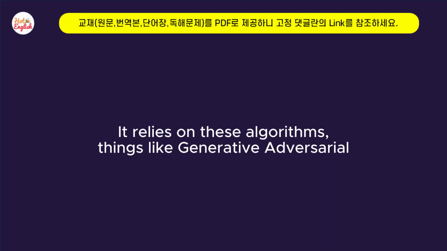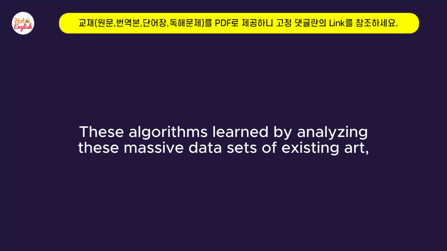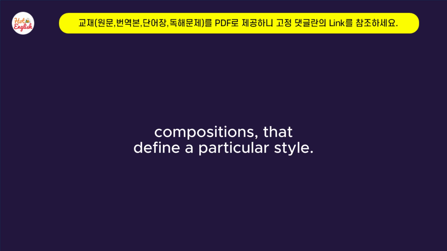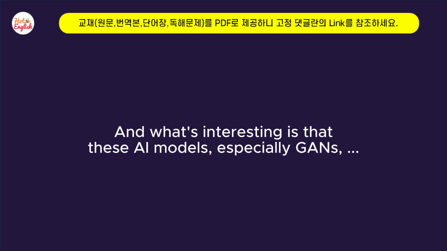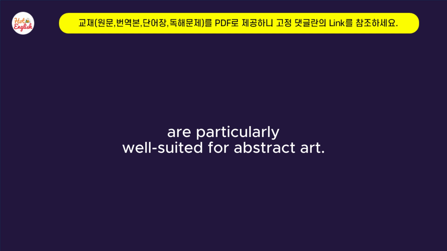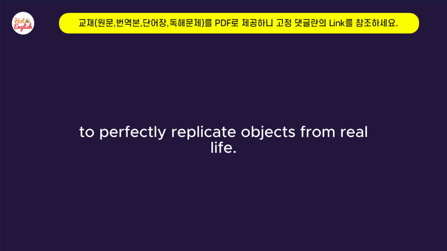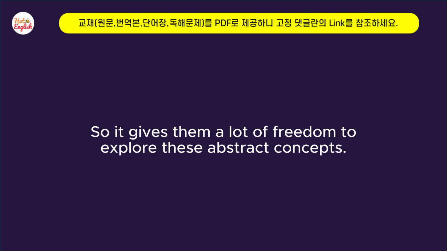It relies on algorithms like generative adversarial networks, GANs, and variational autoencoders, VAEs. These algorithms learn by analyzing massive data sets of existing art, picking up on those subtle patterns, textures, and compositions that define a particular style. So it's similar to an art student studying the techniques of famous artists to understand their style. Exactly. And these AI models, especially GANs, are particularly well suited for abstract art. They can learn the principles of composition and color without needing to perfectly replicate objects from real life. So it gives them a lot of freedom to explore these abstract concepts.